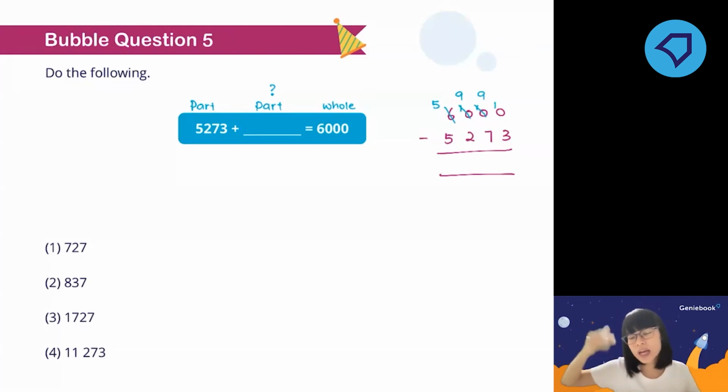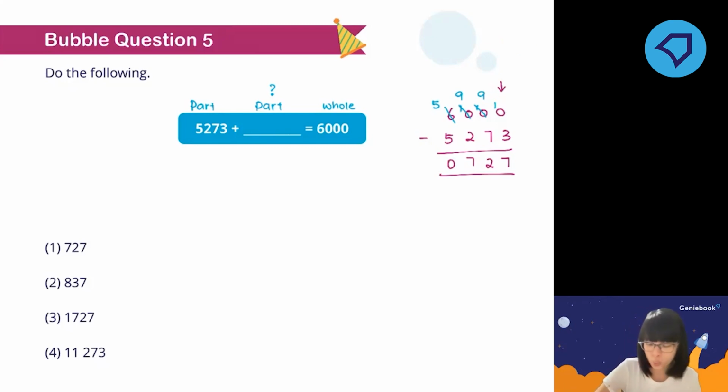Let's do a quick column subtraction on the side over here. We have 10 minus 3 in the ones place. Let's start from the right-hand side. 10 minus 3 is equal to 7, 9 minus 7 is equal to 2, 9 minus 2 is equal to 7, and 5 minus 5 is equal to 0. So the answer would be 727. So the answer would be option number 1.